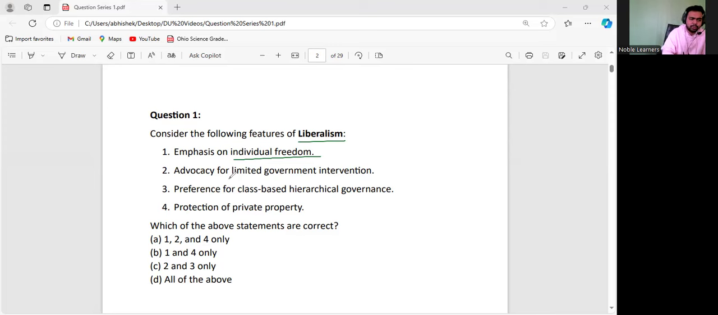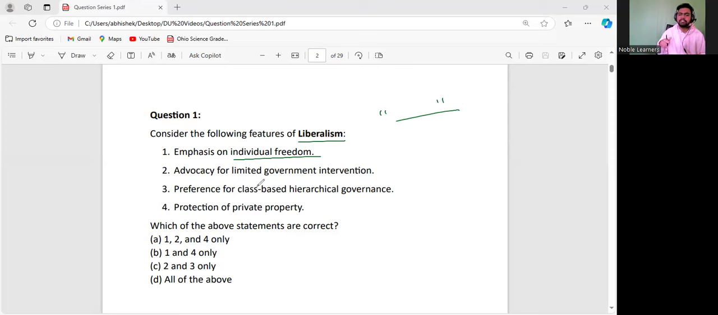Second option, if you read the second option, advocacy for limited government intervention. That is also correct, because if you see the key term for liberalism, it is saying that the state is a necessary evil. That means the state is important for us, but it is evil at the same time. It is bad for us at the same time. Why is it necessary for us? Because it provides security to human beings. But at the same time, it is an evil because it limits our freedom, it limits our liberty. That is why it is referred to as evil as well. So therefore, it is advocating limited government intervention, right?